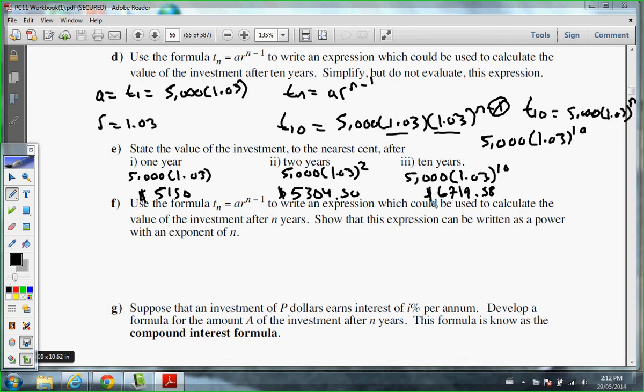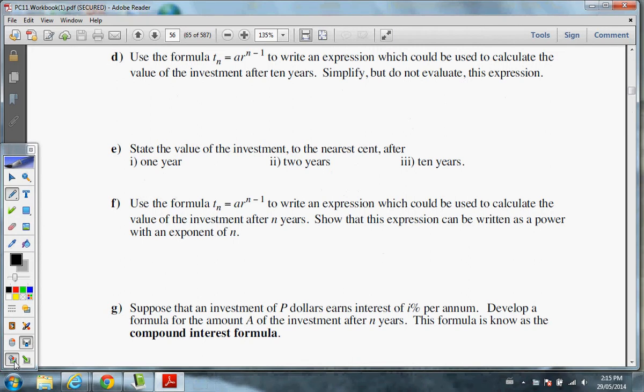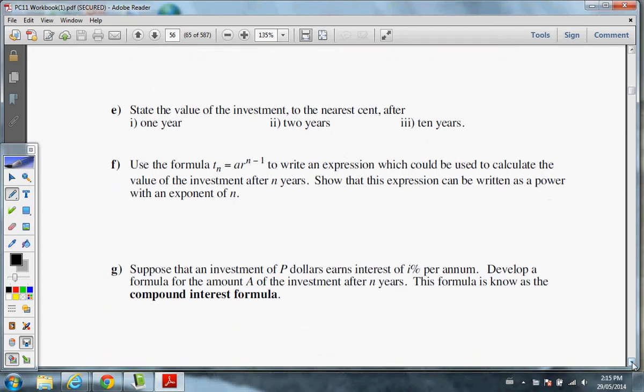Okay. Use a formula to write the expression that could be used to calculate the value of investment after n years. So it just comes back to what we just wrote above. It's essentially going to be T sub n equals, for this example, 5,000 times 1.03 to the year number. So whatever year number, that's what it's talking about. All right, and the last piece here, part G, is going to help you just kind of sort it all out.